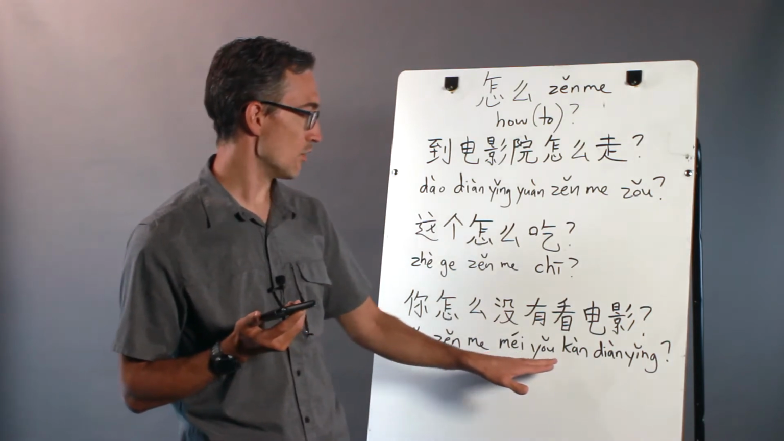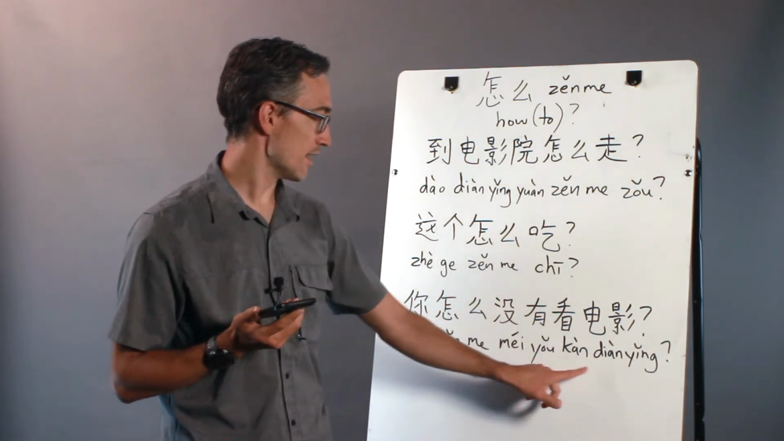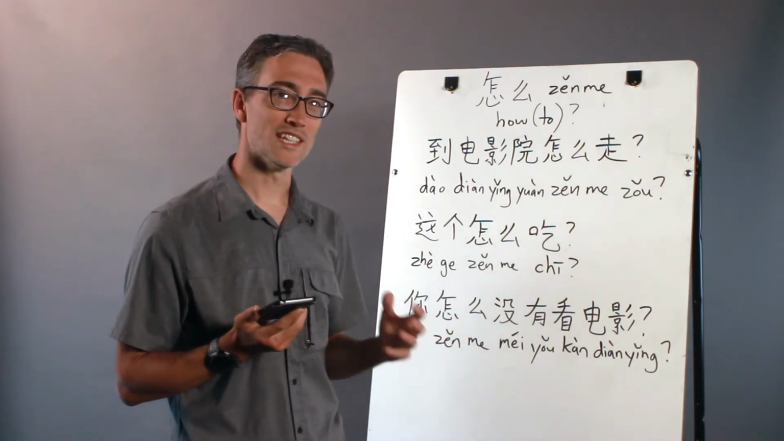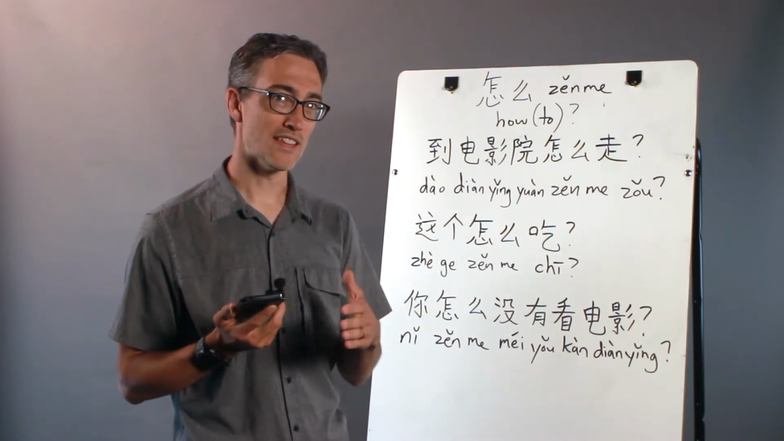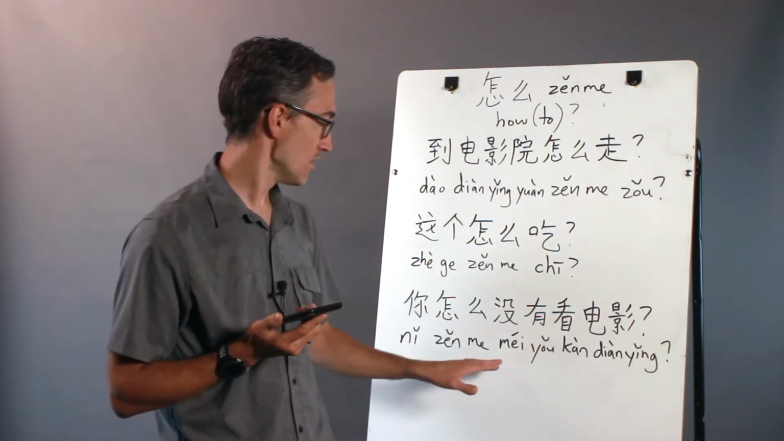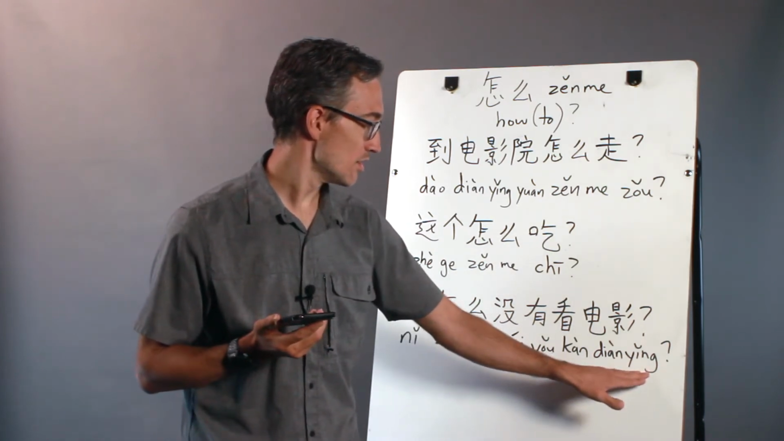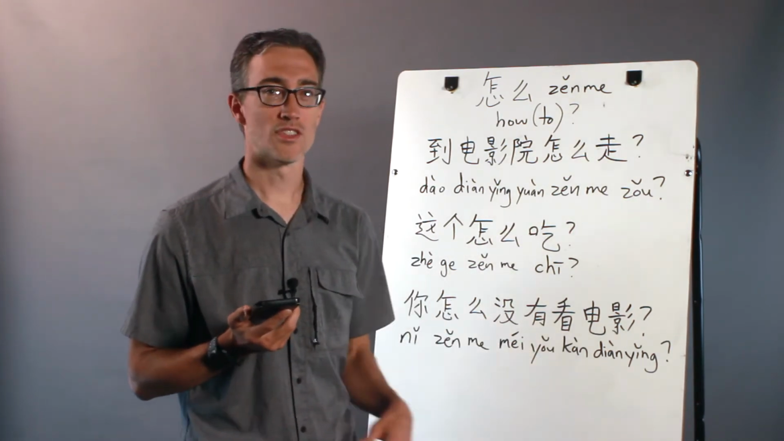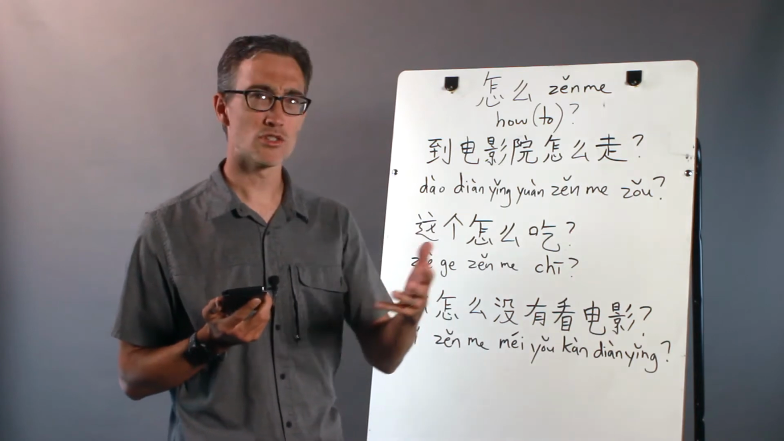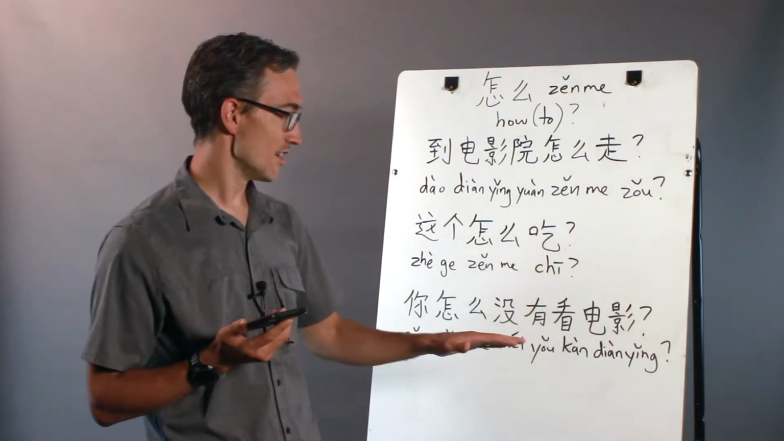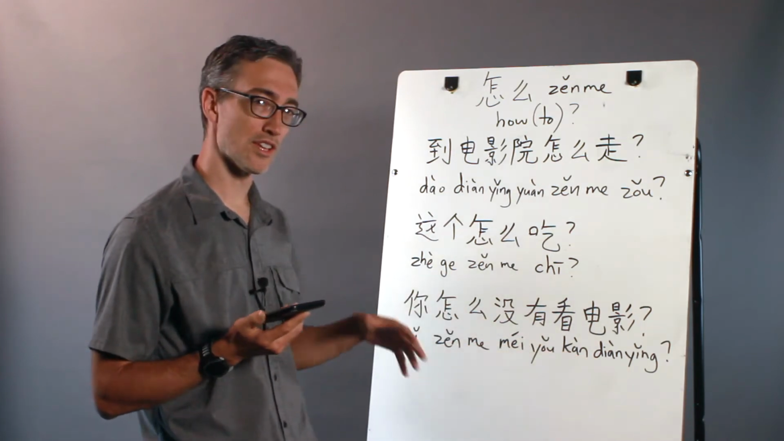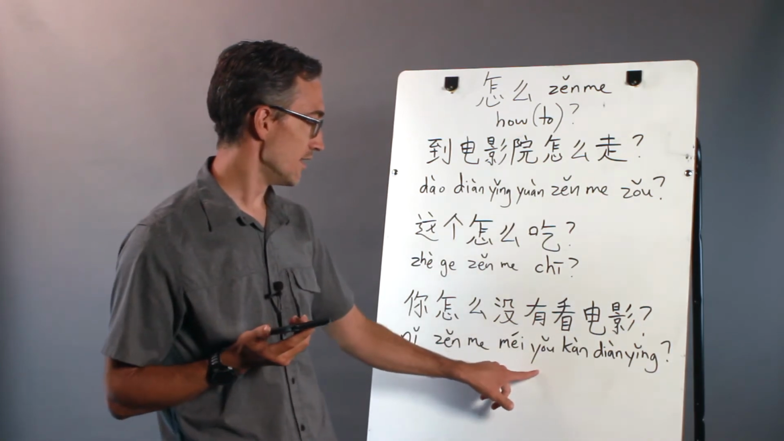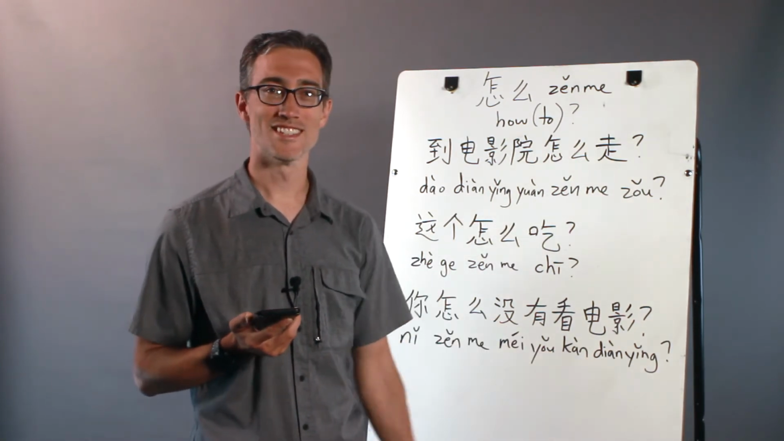你怎么没有看电影? So 没有看电影. Remember, 没有 is a way to negate a past action, saying that an action in the past did not happen. 没有看电影, so did not watch a movie. You, how come, did not watch movie? So that could be you're saying to somebody, why didn't you come watch the movie with us yesterday? In context it would make sense because I'm not clarifying who it was. But 你怎么没有看电影? Why? You, how come, not watch movie? That's 怎么.